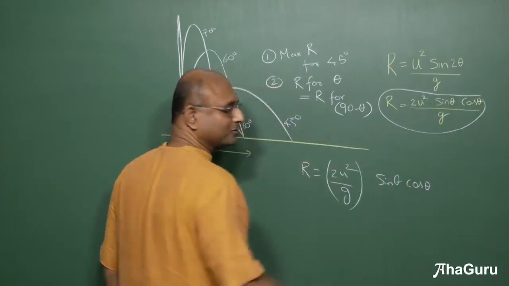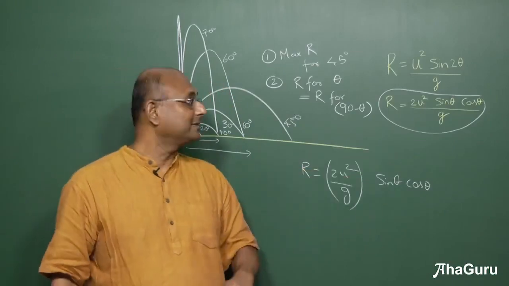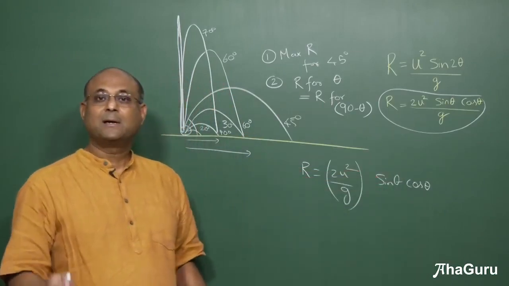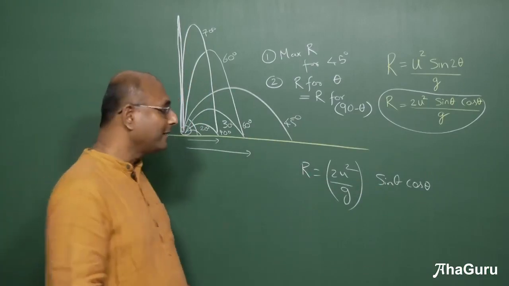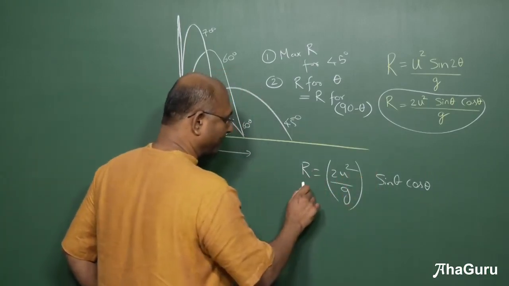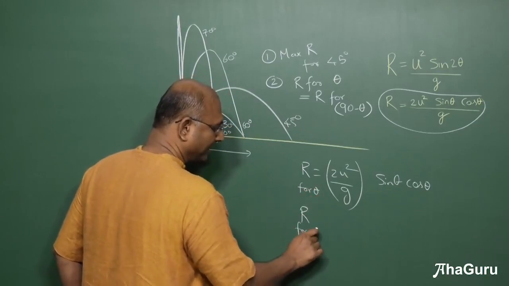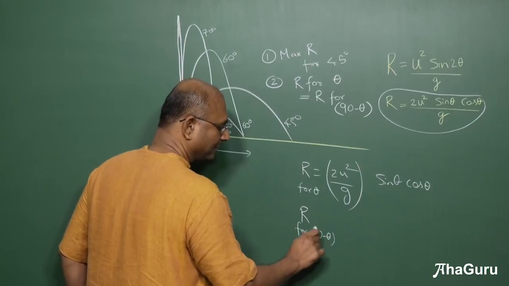Sine 2 theta is nothing but 2 sine theta cos theta. So let's look at sine theta cos theta. When you have theta, you will have sine theta into cos theta. But if you have 90 minus theta, what will happen? This is the range for theta. What is the range for 90 minus theta?